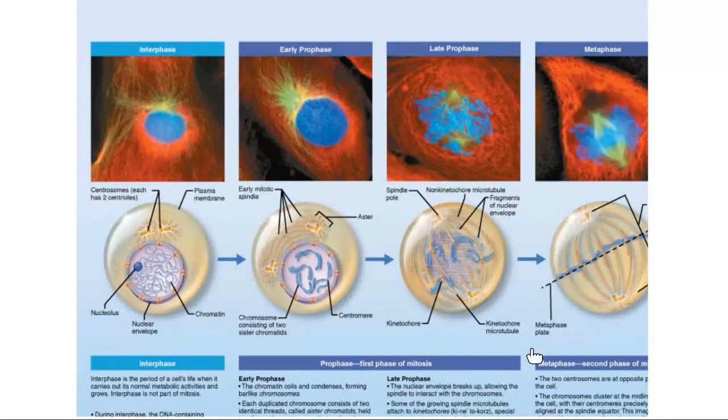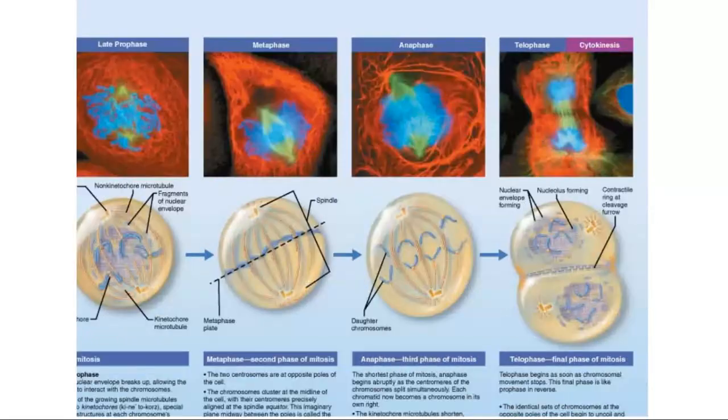Metaphase can only last for so long. Here's where we were before, here's metaphase. This can only last so long before those centromeres fall apart. The strain from pulling left to right breaks them. That brings us into the next phase of mitosis called anaphase.